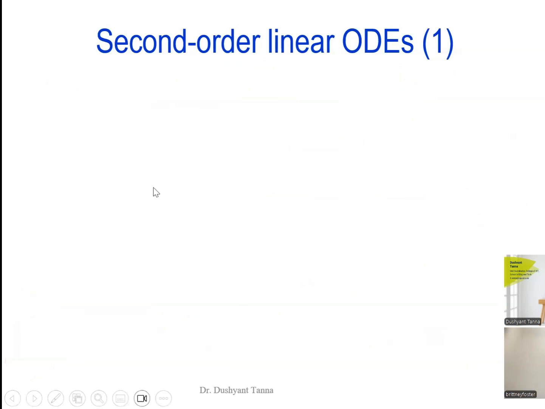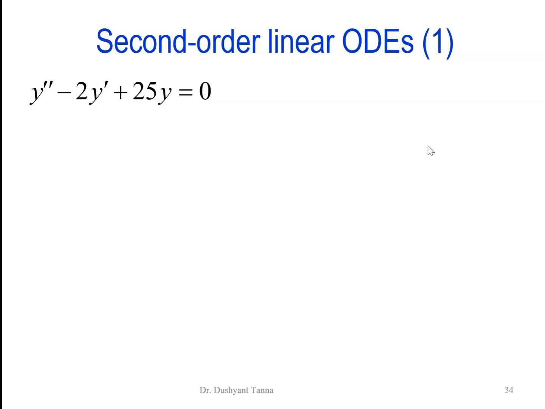Try one more. y double dash minus 2y dash plus 25y is 0. Okay, so the first step is to form the equation, which is r squared minus 2r plus 25 is 0. You could always go on with the quadratic formula, minus b plus or minus root b squared minus 4ac over 2a, and do it.